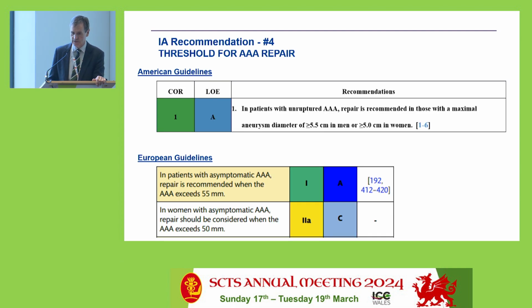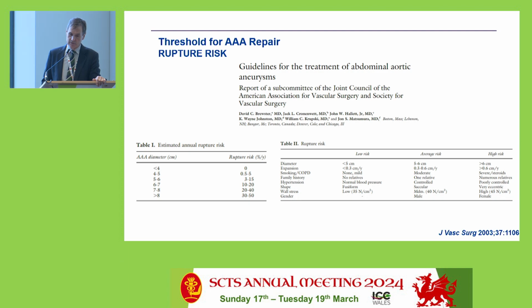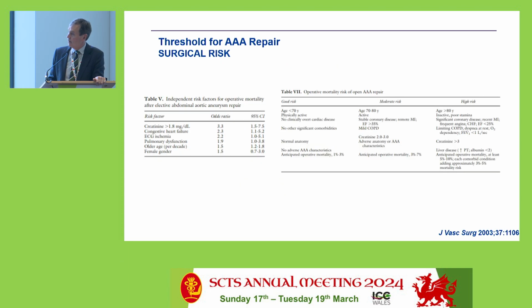Fourth recommendation: what's the threshold for AAA repair? Well, the Americans said 5.5 in men and 5 in women. The Europeans were a bit softer on the change in women. This is the 1A recommendation, that men with 5.5 should be replaced, but for women it was softer, at 2A even, C. And that was based on the rupture risk, historically, from classic reviews: somewhere between 5 and 6 centimeters is 3 to 15%. Now that didn't differentiate based on gender.